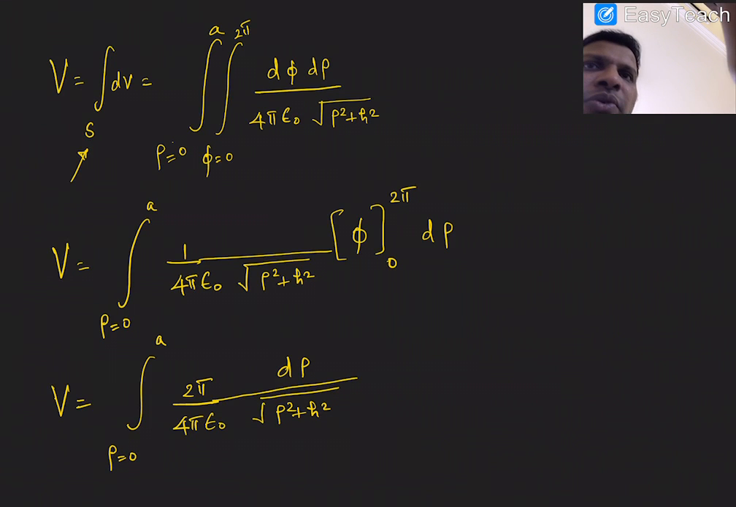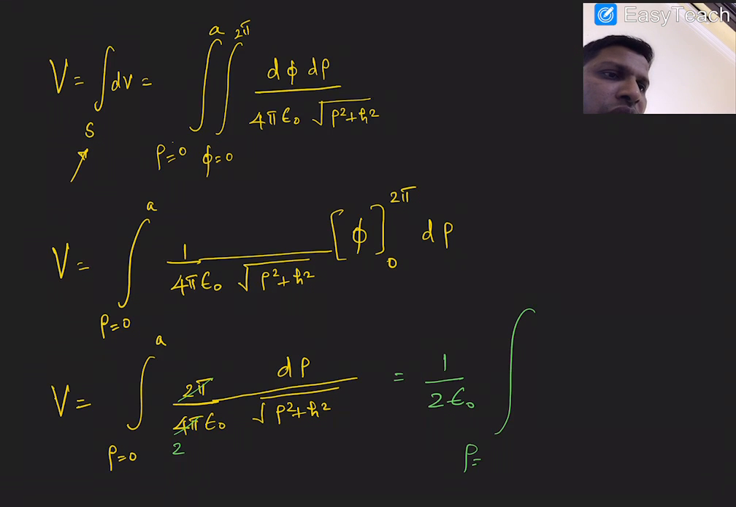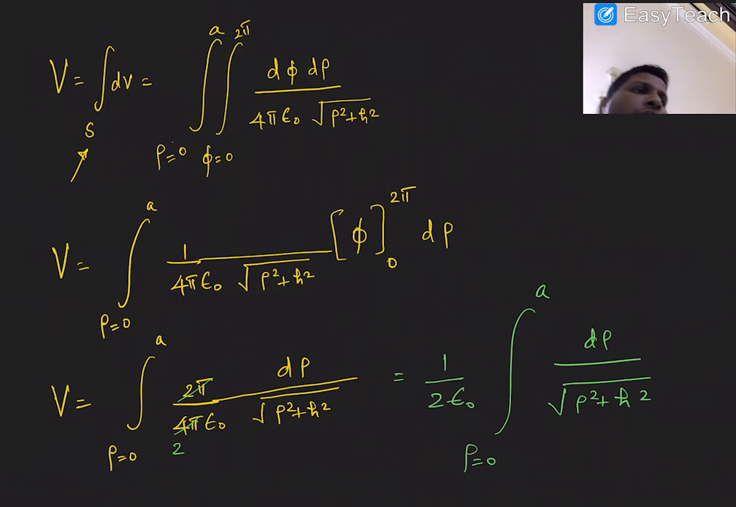Now you can cancel out some terms. You see 2 pi divided by 4 pi, this becomes 1 by 2. So you will get it as 1 by 2 epsilon 0 integral, rho changes from 0 to a, d rho divided by root of rho square plus h square. So what is the integral of d rho divided by root of rho square plus h square? So I will give you a formula.